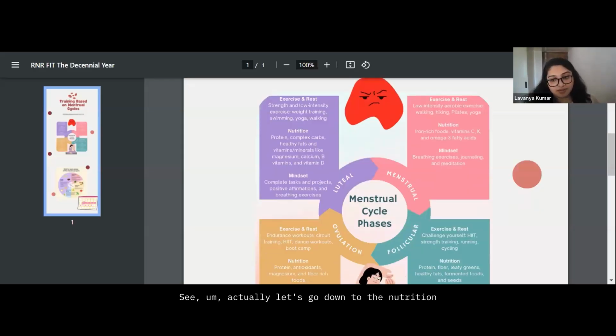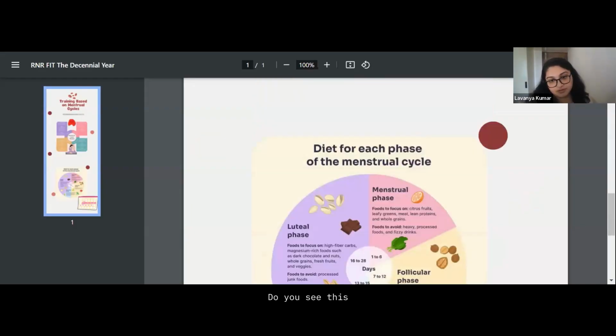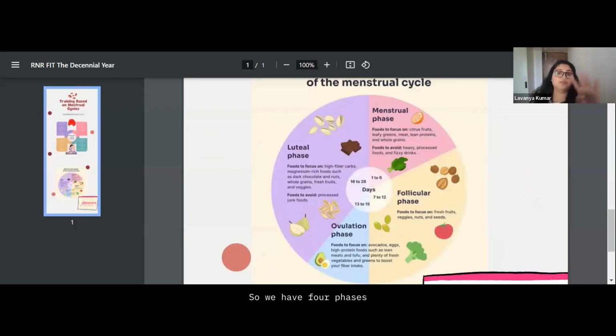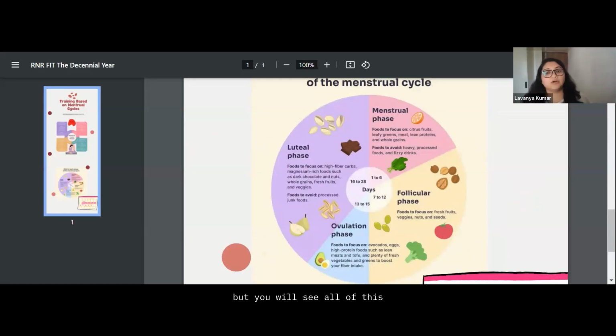See, actually, let's go down to the nutrition part of it first. Do you see this? So we have the four phases. First is your menstrual phase, where the bleeding occurs. So that is between your 1 to 6 days. In other cases, of course, there are 7 days, there are 8 days that can happen as well. Now, these are the cases that are not regularly seen per se, but you will see all of this.